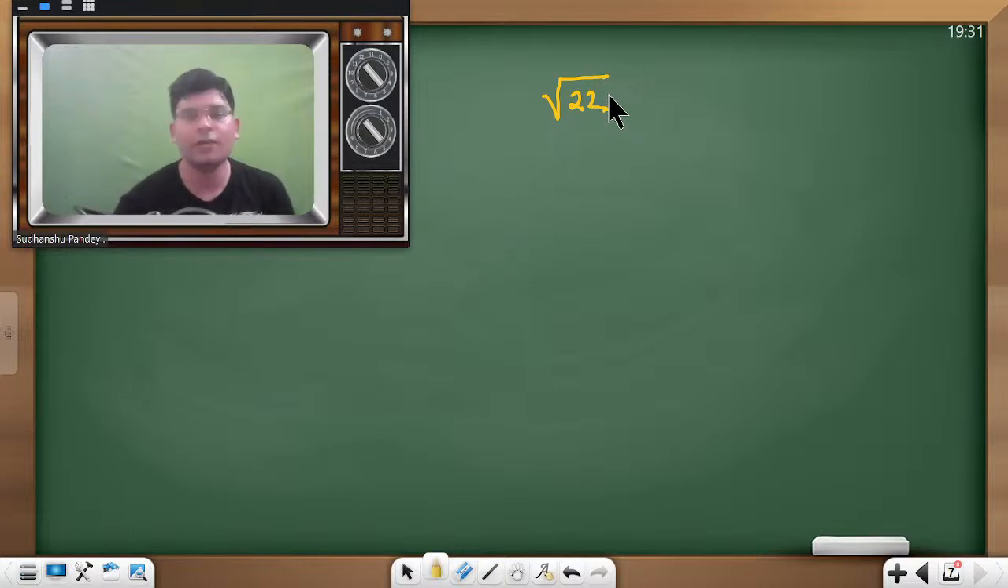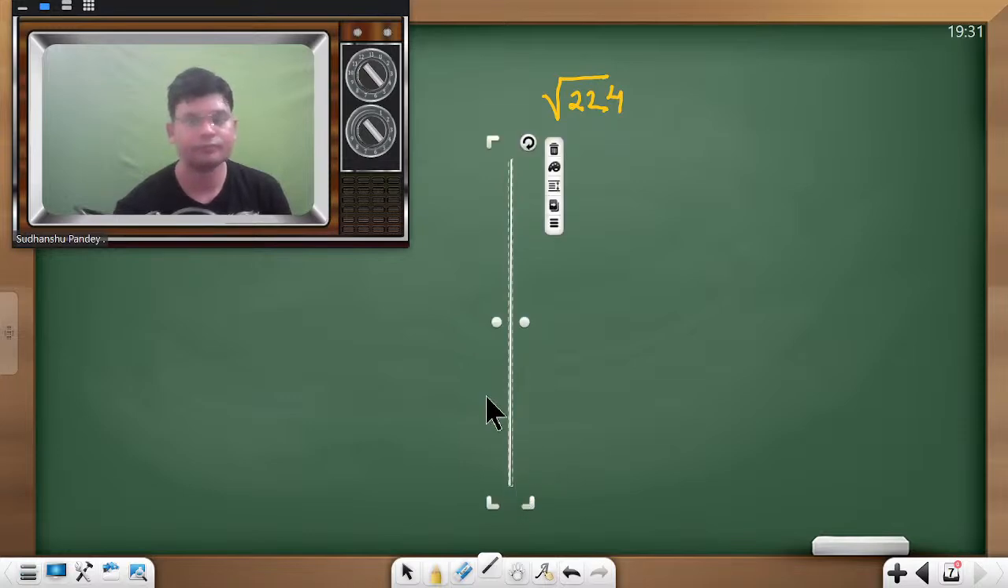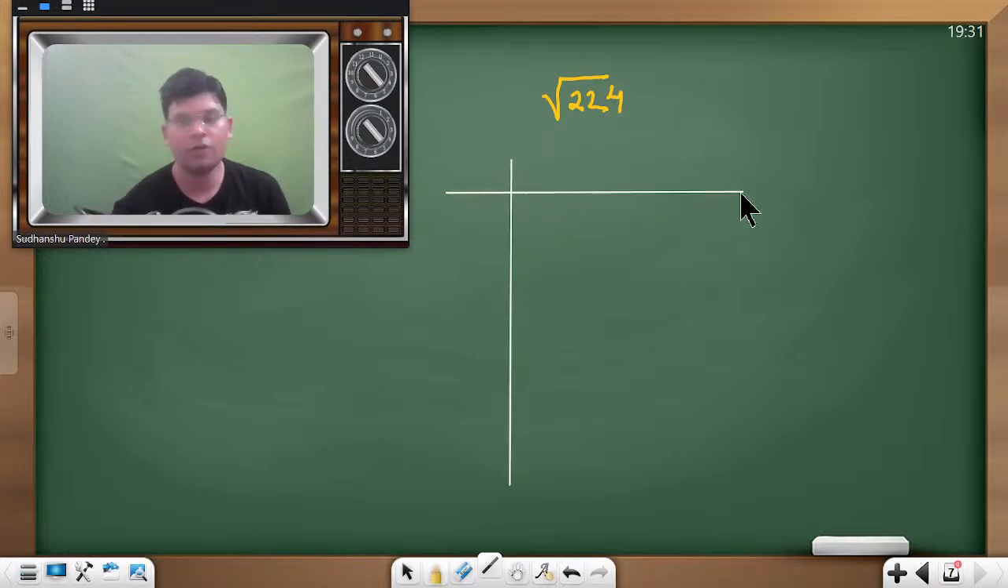Or let us say 224. 224 is a number, it is not a perfect square. So how to find the square root of this 224? First, we will draw a straight line, one horizontal line as well, then one more line like this, then we will write 224 here.